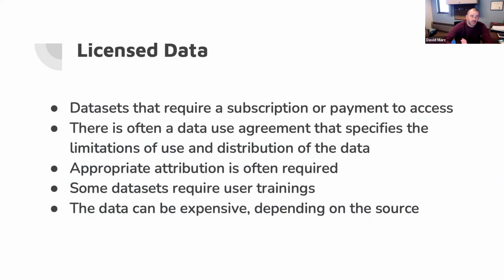Okay, moving along here, there's also licensed data. These are data sets that oftentimes require a subscription or a payment to be able to access the data. The data doesn't always require a payment, but it's still licensed. You may have to sign a data use agreement, and that data use agreement may specify limits on the use and distribution of the data. Often you have to have appropriate attribution if you do something with the data. So if I use a data set that's licensed and I publish an article on it, I have to, of course, have appropriate attribution in how they want it attributed to that data.